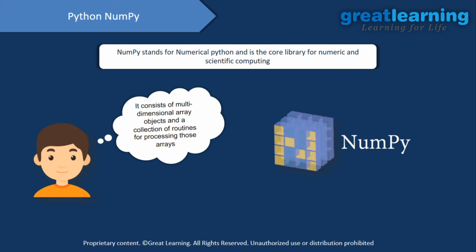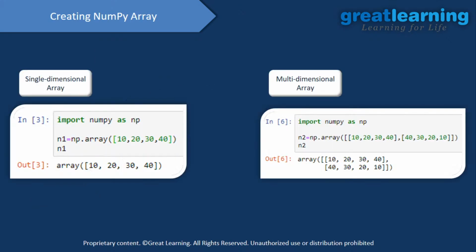Now I say it is a core library because I've talked about arrays. As I've told you, if you want to do, let's say, image recognition, then that image is represented in the form of an array. And to create that array, you would need this Numpy library, because it would help you to create single dimensional and multi-dimensional arrays. And it also provides you multiple functions or methods to implement on these arrays.